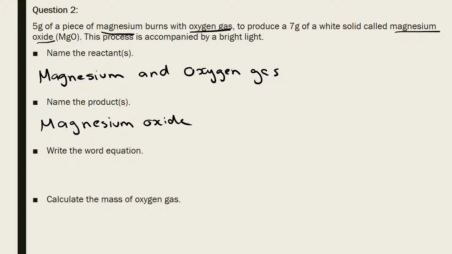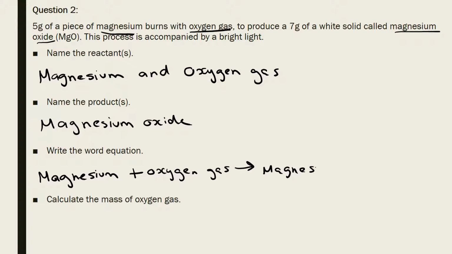Write the word equation. Remember, we write the reactants and then we write the products. When it says word, we have to write it out. Magnesium plus oxygen gas gives us magnesium oxide.